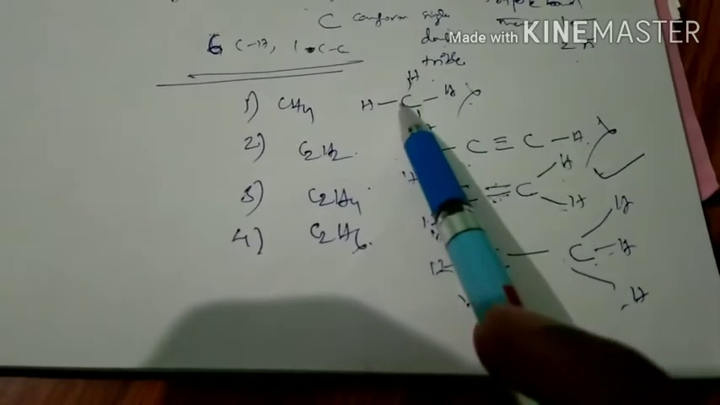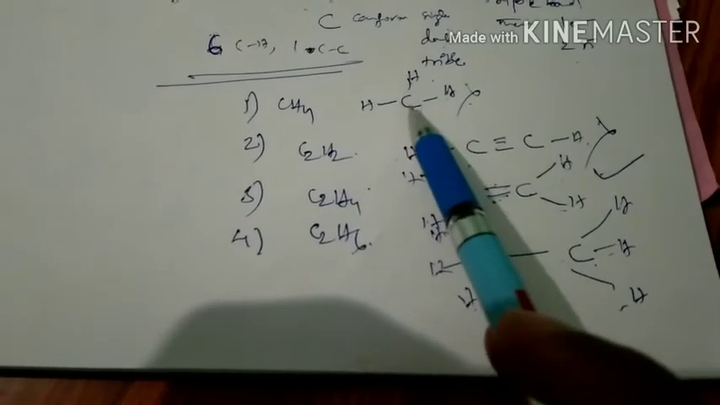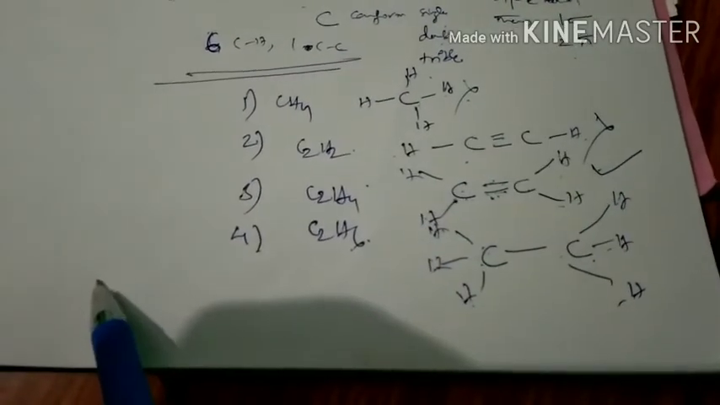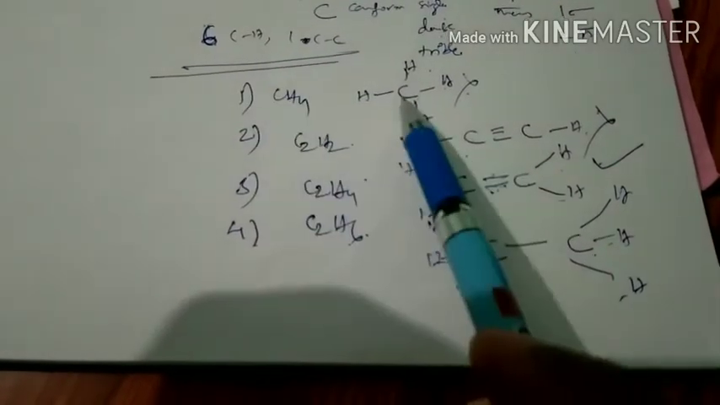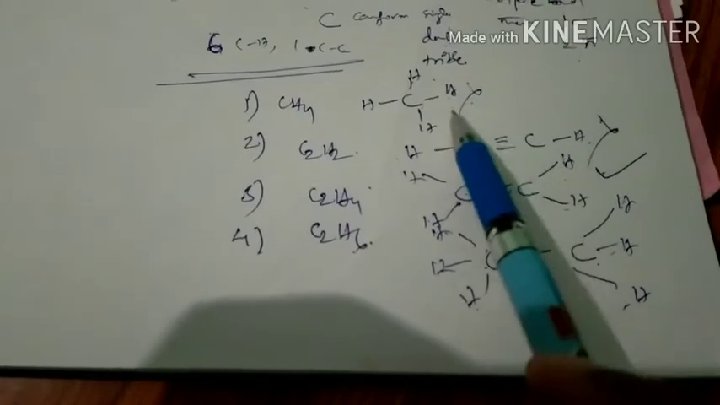This is one CH bond, this is one CH bond, this is one CH bond, this is one CH bond. Next, we want 6 CH, but here there are 4 CH bonds, so this will be wrong.